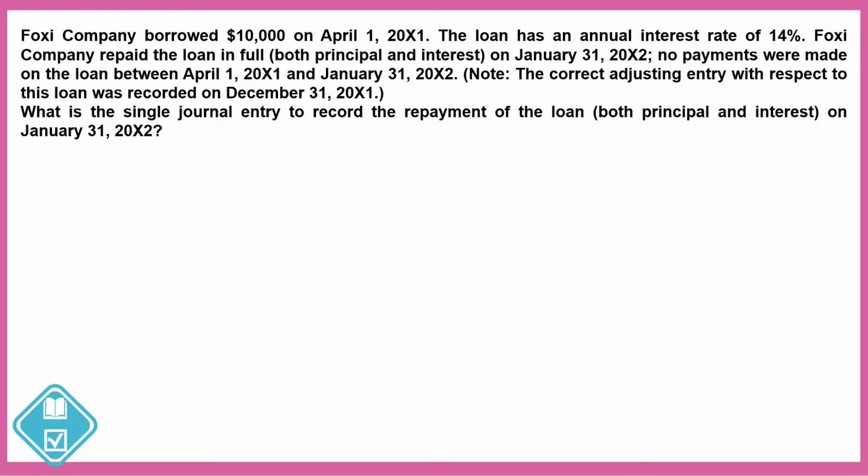Let's just understand the transaction here. A company borrows $10,000 on April 1st, and then they're not going to repay this loan until January 31st. And at that time, they'll pay the $10,000 they borrowed, plus the interest. So they're not going to be making monthly payments. They're not going to make any payments.